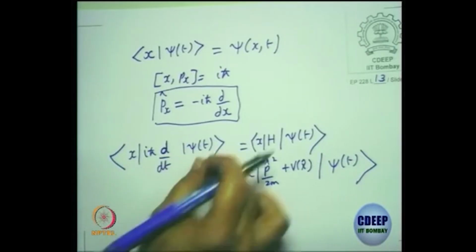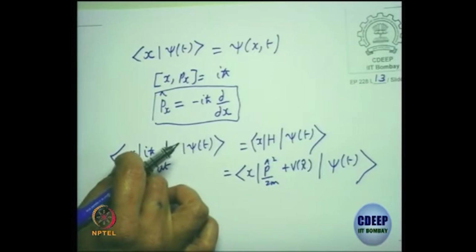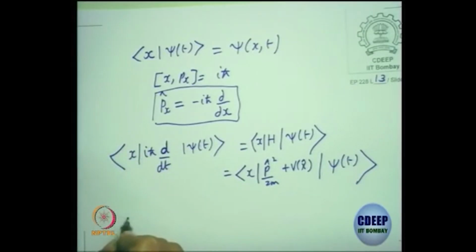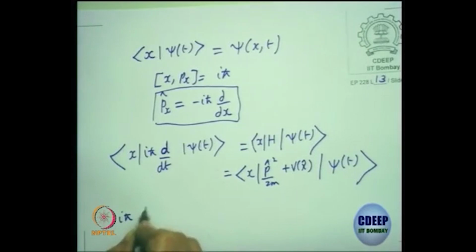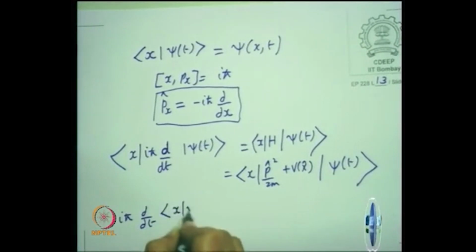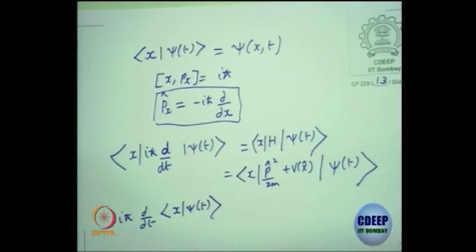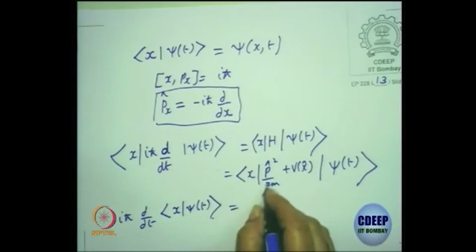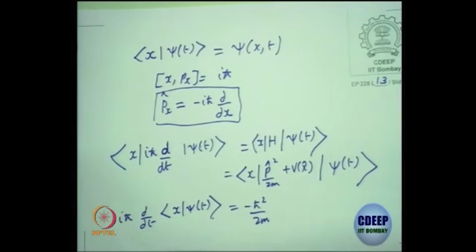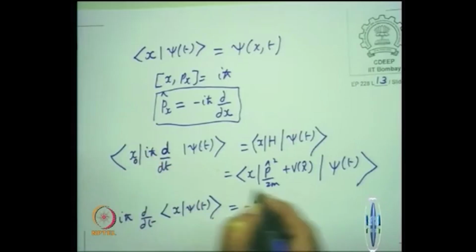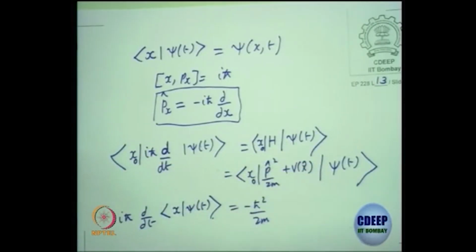So even though this d by dt is on psi of t and this is t independent, we can write this piece as i h cross del by del t of x with psi of t. This is allowed. And here it is minus h cross squared over 2m. If you are getting confused with this x and x naught, maybe you can put an x naught here. Okay, that will probably clarify. So you can put an x naught here, some specific position, pick a point x naught.